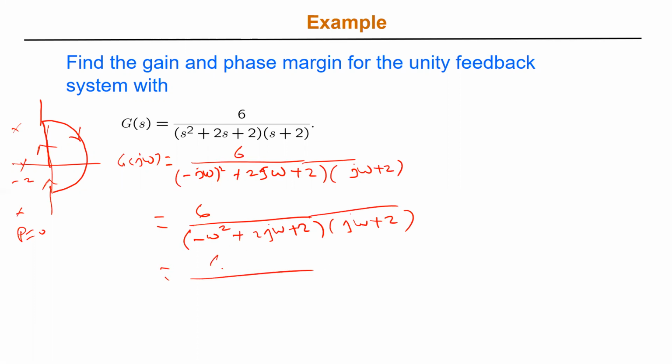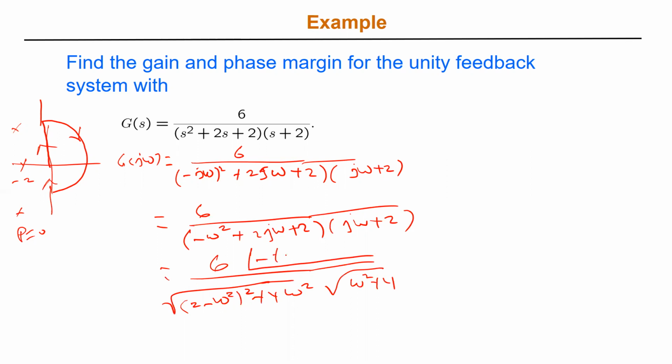So the magnitude is the square root of omega square plus 4, over the square root of (2 minus omega square) square plus 4 omega square, and then I multiply by the square root of omega square plus 4. The phase will be minus tan inverse of 2 omega over 2 minus omega square, minus tan inverse of omega over 2.